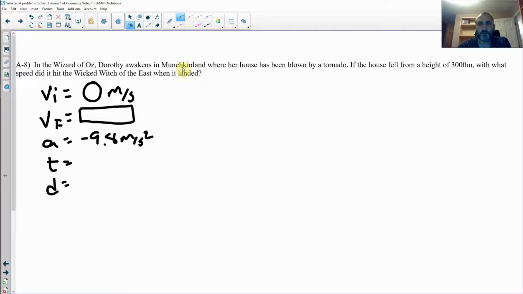Time, they don't tell us anything about it. They don't give it to us. But we do know the displacement. So that time doesn't really matter. But the displacement, we know it's 3,000 meters. But we also know that the house is falling. So the house actually travels negative 3,000 meters down in the vertical direction.